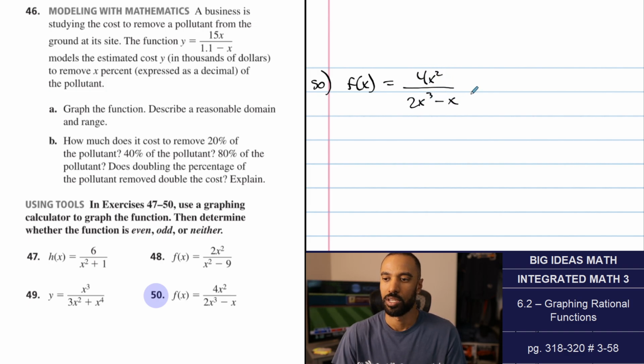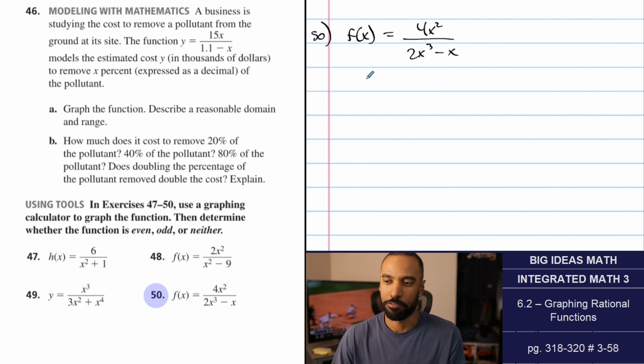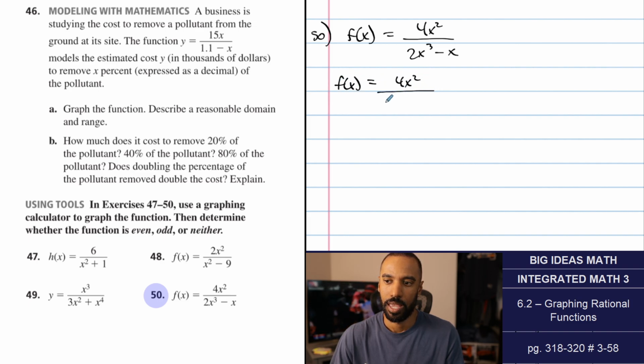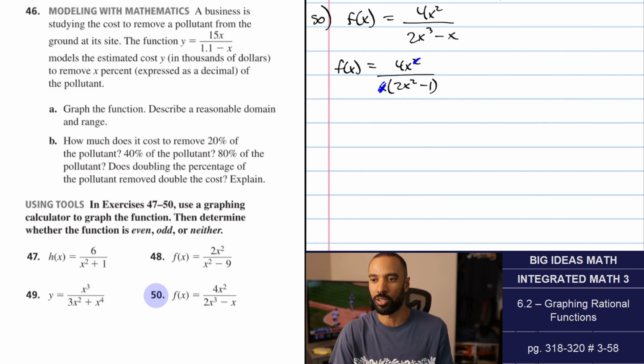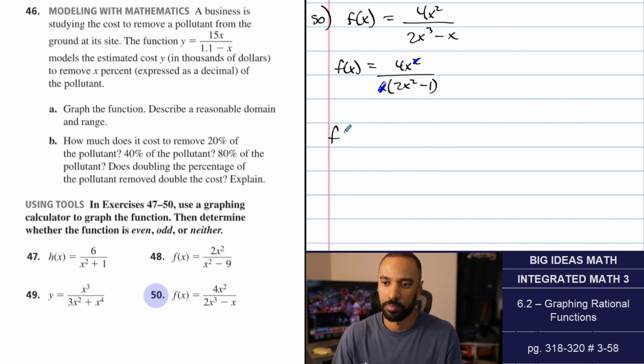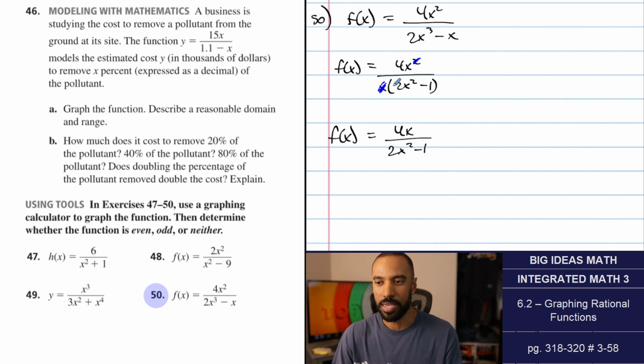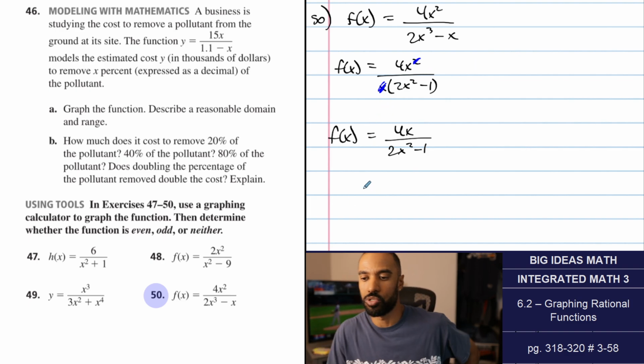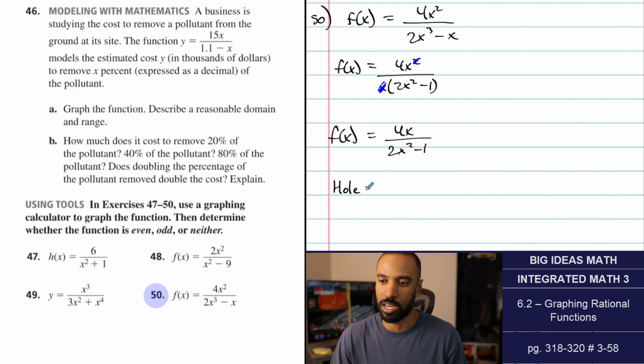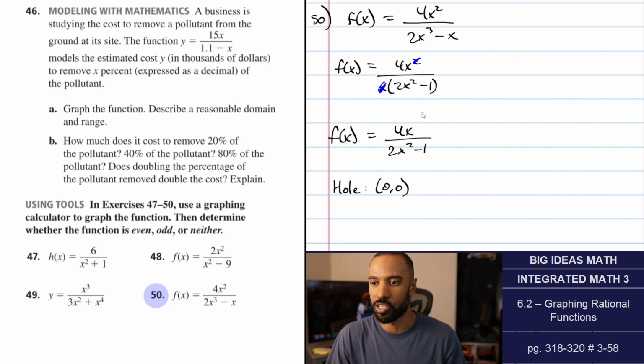2x cubed minus x. So this one here, again, I can factor out... You really want to play with the factorization here. I can factor out an x on bottom, and I get 2x squared minus 1. Now, here, you can cancel an x, and then you're left with 4x over 2x squared minus 1. From there, we can do some more work. Now, there is a hole on this one also at (0, 0), because you plug in 0 for x into here, you still get 0 out for y. Hole at (0, 0) like it was before. So we'll make sure to note that it's not one of your asymptotes.